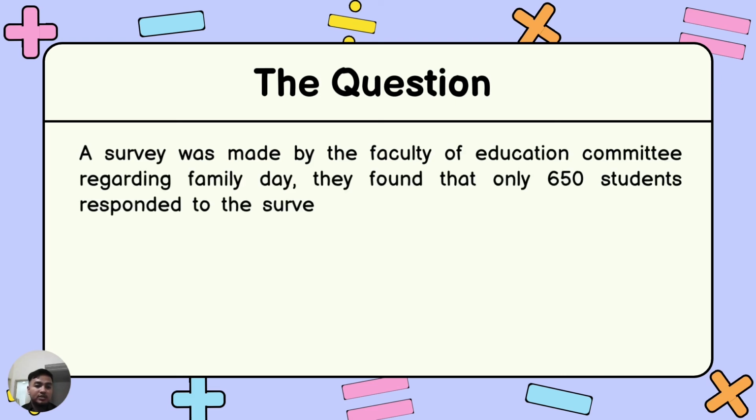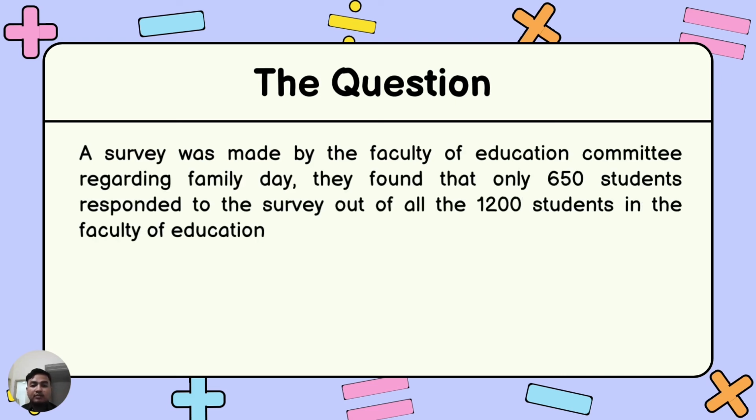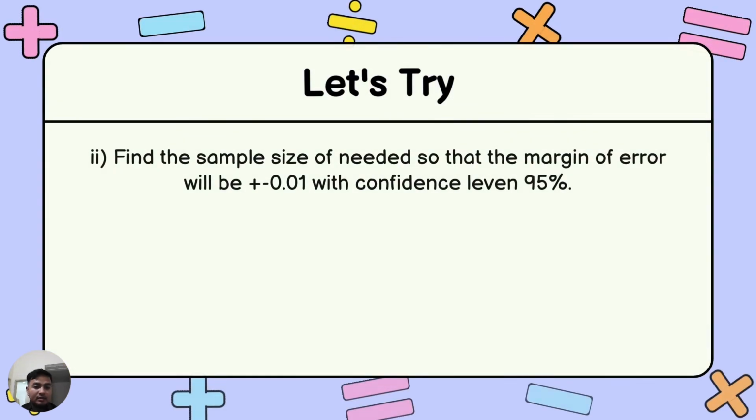So this is the question. A survey was made by the Faculty of Education Committee regarding Family Day. They found that only 650 students responded to the survey out of all the 1,200 students in the Faculty of Education. Okay, let's try to answer this question. And the next question is to find the sample size needed so that the margin of error will be plus minus 0.01, with a confidence level of 95%.